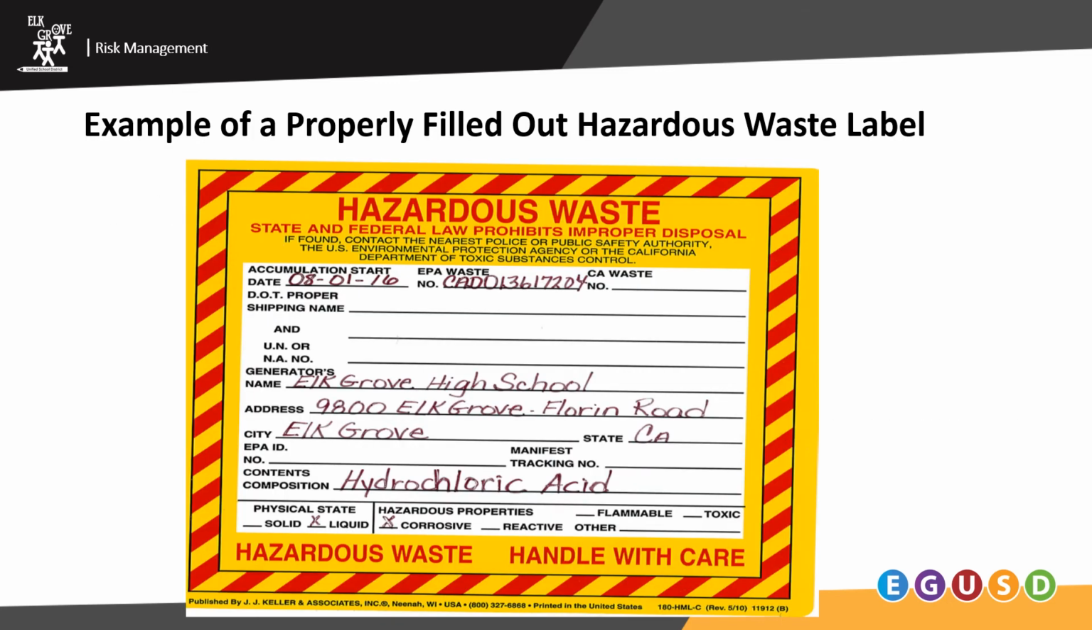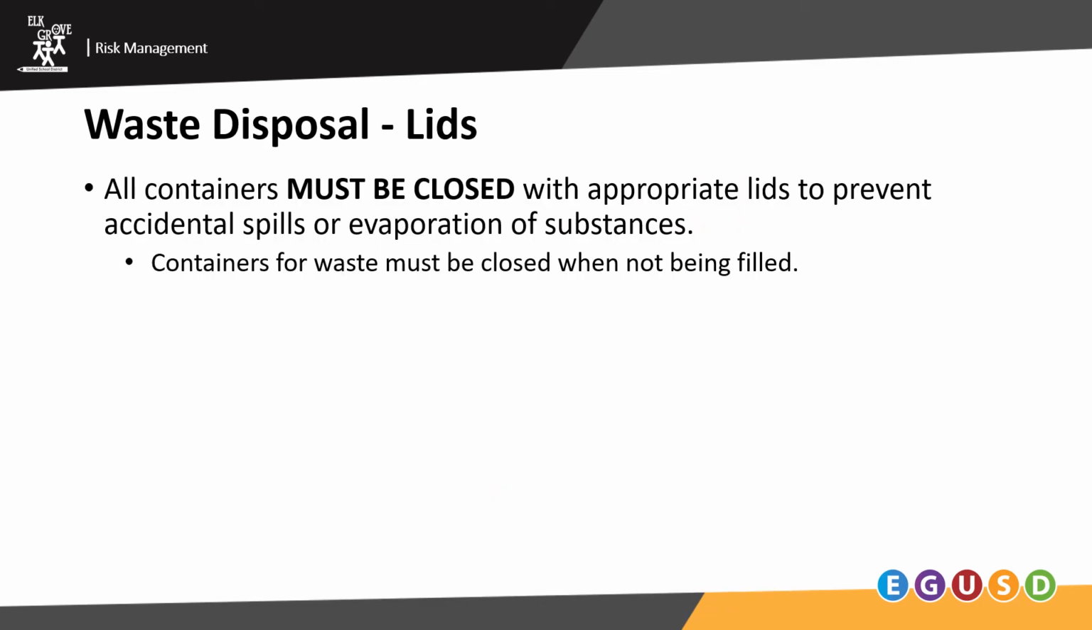Here's an example of a properly filled out hazardous waste label. It includes the accumulation start date, the EPA ID number, the generator's name and address, the content compositions, its physical state, and hazardous properties.